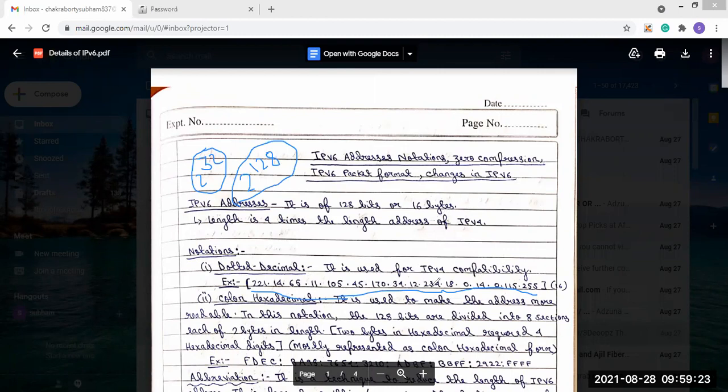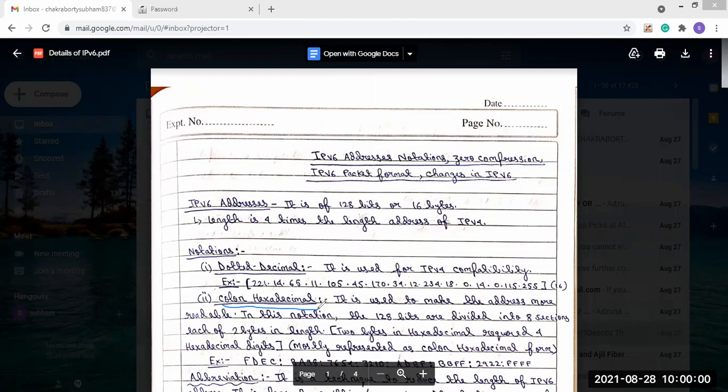So it is very difficult to remember this type of IPv6 address. That's why we don't use the dotted decimal notation here, because it would be a big problem for us to remember. That's why we basically prefer to use the colon hexadecimal. Now, what is colon hexadecimal? It is the notation which is used to make the address more readable.